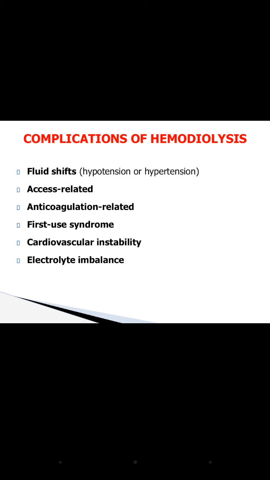So the concentration of heparin, how much it needs to be put on the hemodialysis machine, is very important. Then first use syndrome. It is basically when the first time the person is getting the hemodialysis, and it is a severe anaphylactic reaction. It is because of the material, the cellulose, which is used in the dialyzer. So the person is allergic to this cellulose, or the material which is making this dialyzer. Then cardiovascular instability and the electrolyte imbalances may occur during the hemodialysis session.